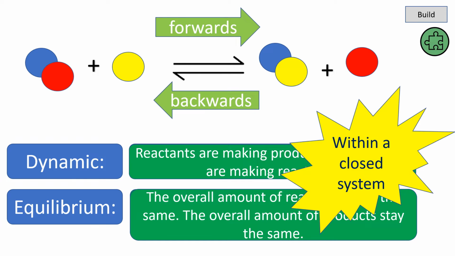Now, this only works within a closed system. So as soon as I start to lose gases that have been made or add atoms in, it's going to start messing around with the results. We're not going to be able to get dynamic equilibrium. So it has to be within a closed system.